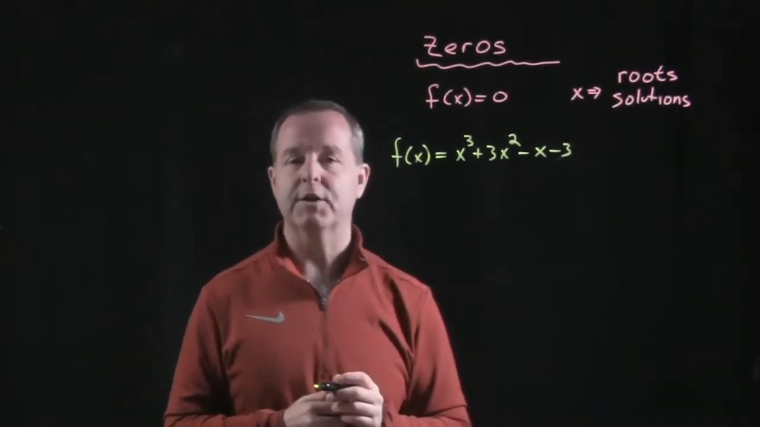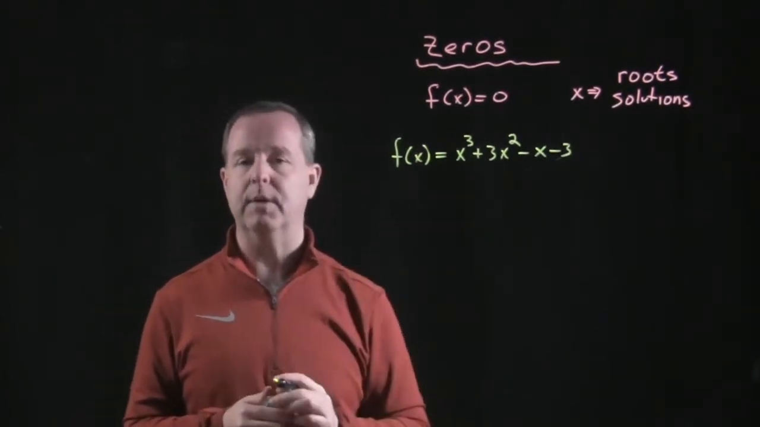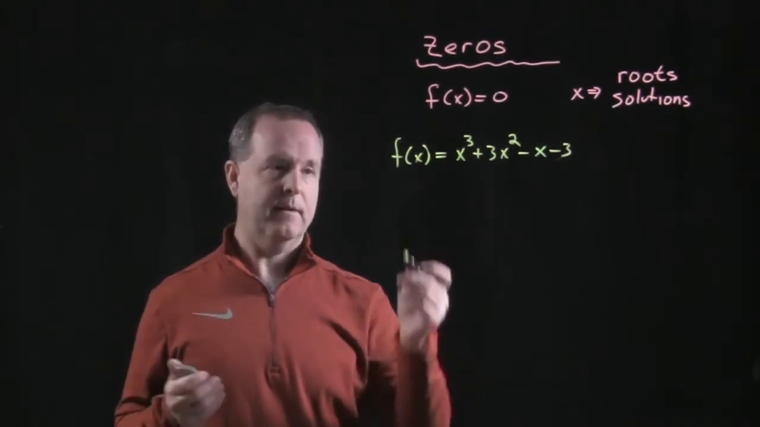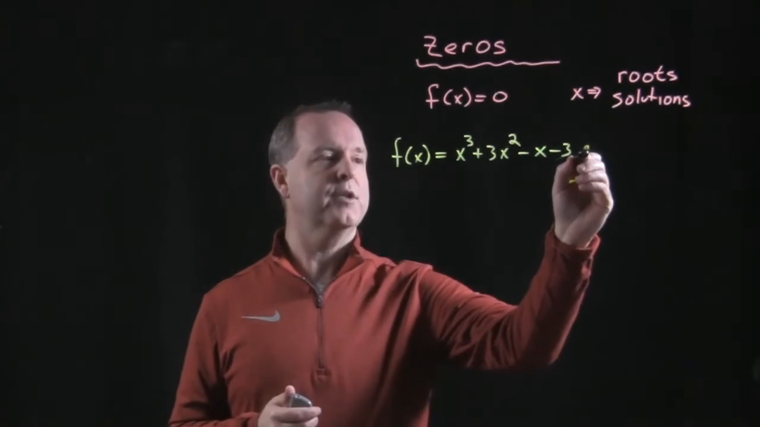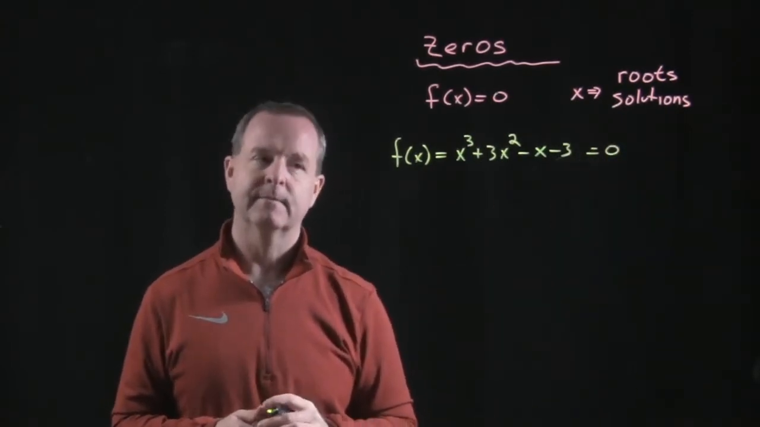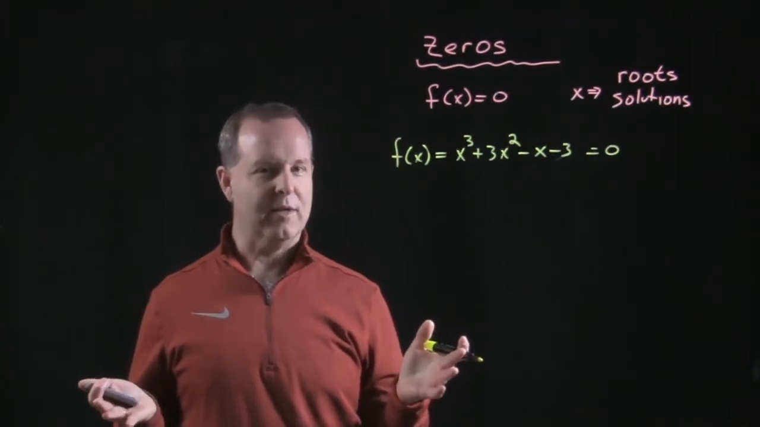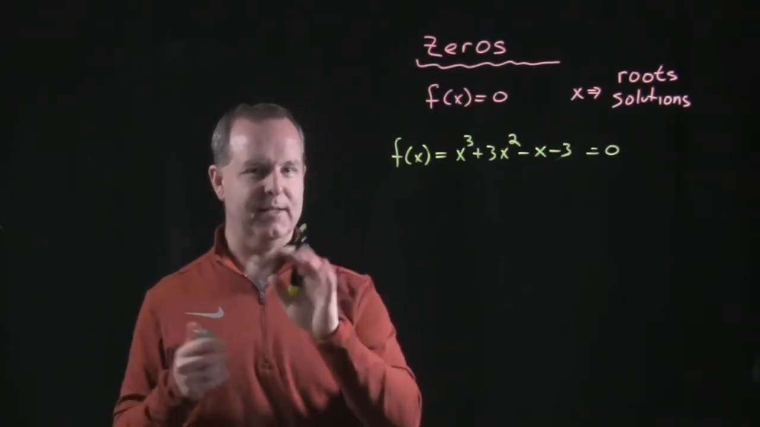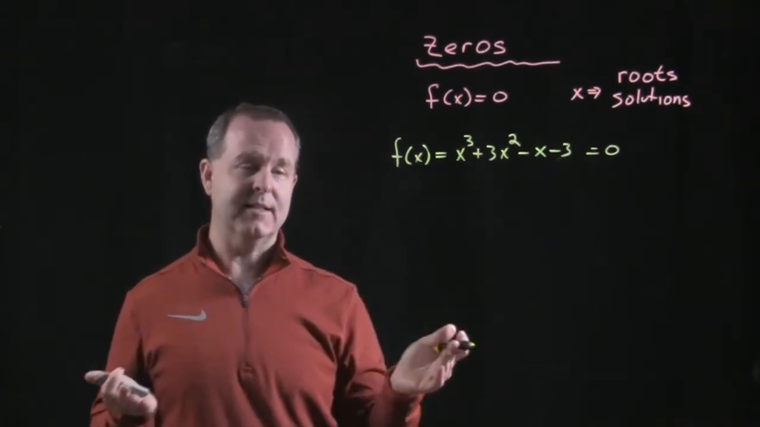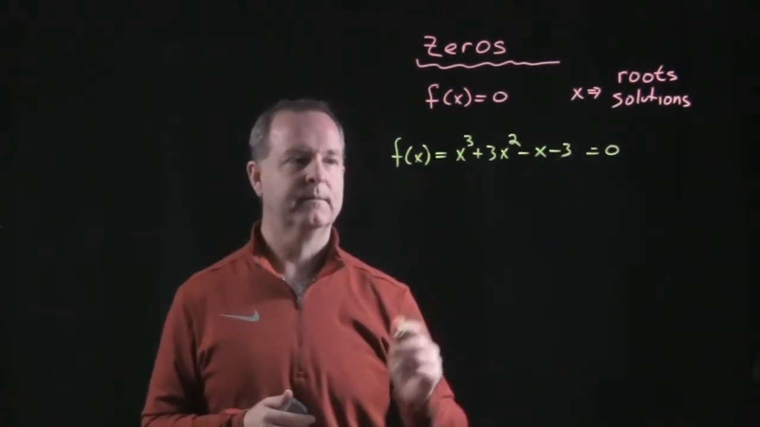So let's look at a function here. f of x equals x cubed plus 3x squared minus x minus 3. So based on this idea, we need to set this function equal to 0. So how do we solve that? Well, this is where a lot of our factoring experience is going to come into play. So let's factor this to see what its solutions of x are.